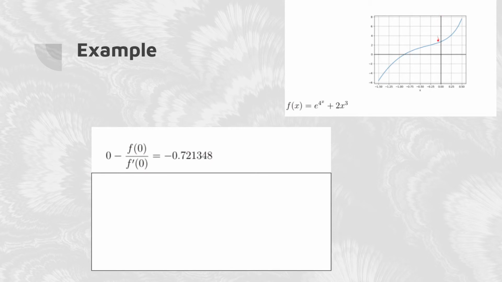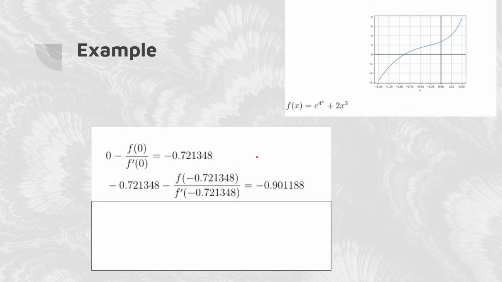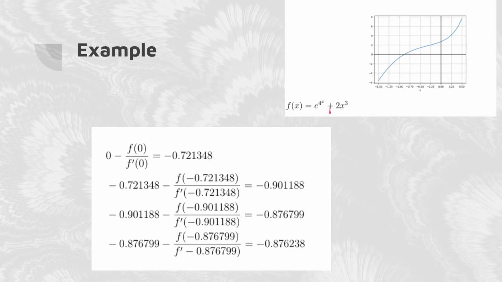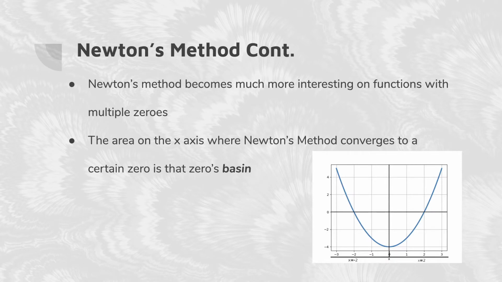Then we've gone down the tangent line like we did on the previous example. We've gone down the tangent line to negative 0.7, and we can then plug that negative 0.721348 back into Newton's method to get this value. So we've gone up and now fallen down to here, and now we can just do that again and again, and now we can figure out that the zero is going to be somewhere near negative 0.876, and I think that is true to at least a couple of decimal places.